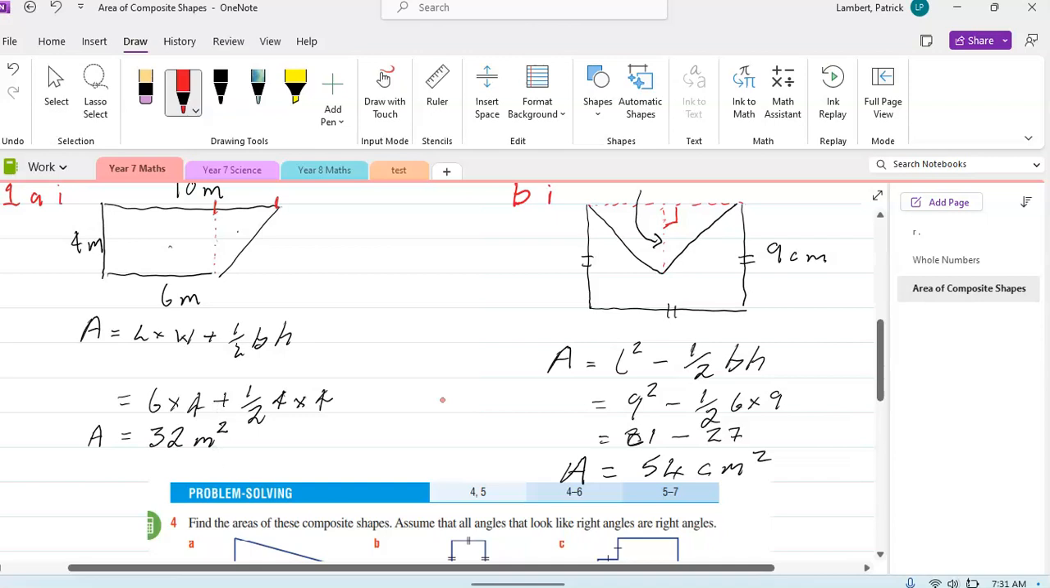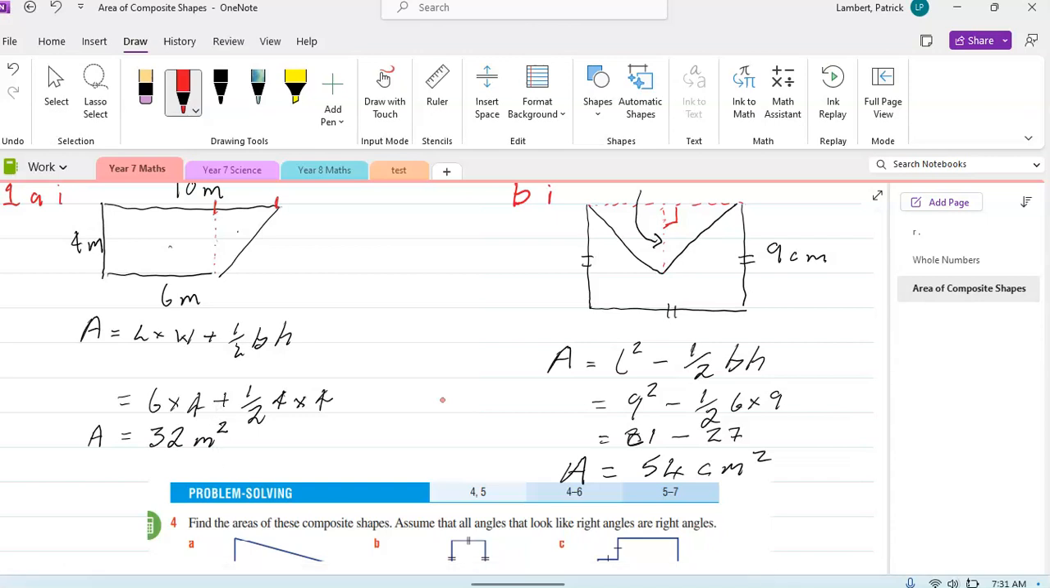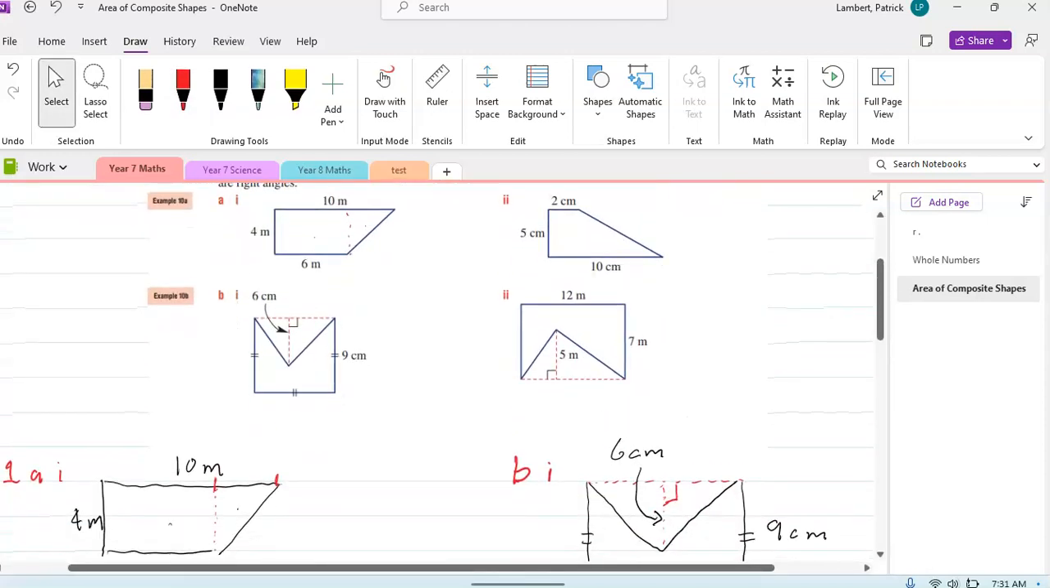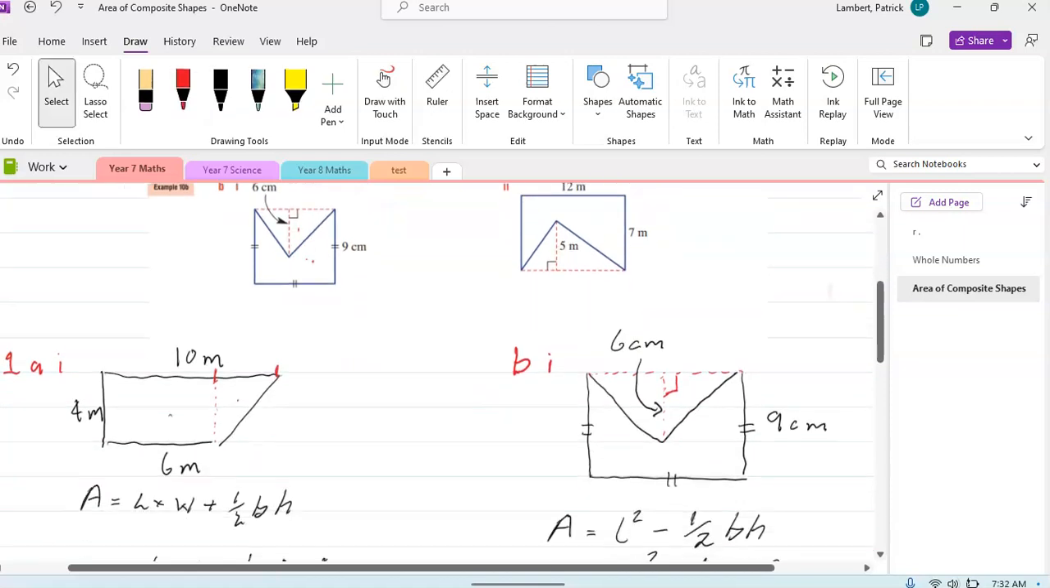And the answer is 6 times 4 plus half 4 times 4, which is 24 plus 8, 32 square metres. Now for part B here, this one here, you've got your square minus your triangle.